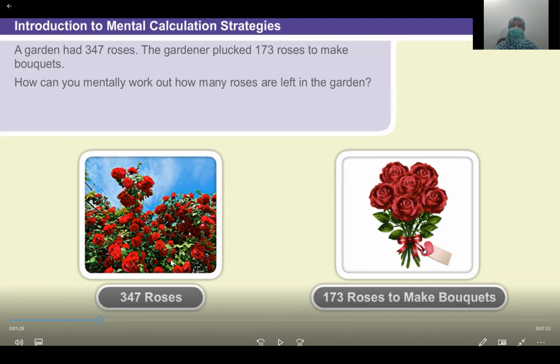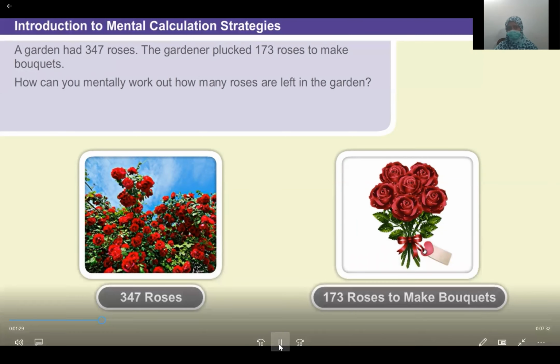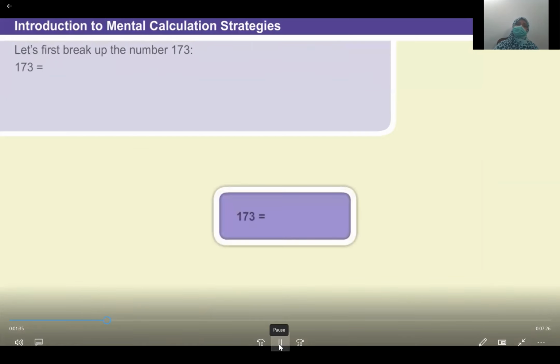Do you think that it will be more than 370? No, because you are taking away, which means you are finding the difference between the numbers. Okay, so how do we find the difference between the numbers? You will be subtracting. Yes. So to get the number of roses which are left in the garden, first of all, you have to break up the number 173 as 100 plus 70 plus 3. Okay, so break up the number.